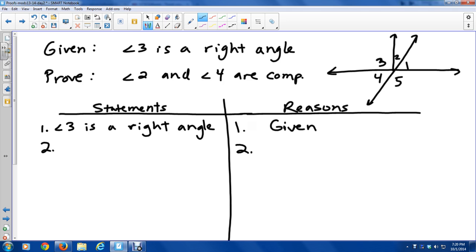Starting off, we've got our given stated: angle 3 is a right angle. Please use your given. Hopefully you made an equation. So if you want to pause the video, try to think of your equation. By the way, I am on number 5 on worksheet L if you want to follow along. Proof worksheet L number 5 on the back side.